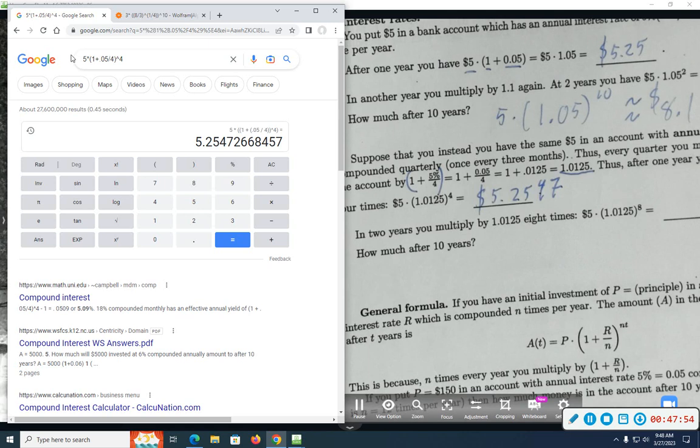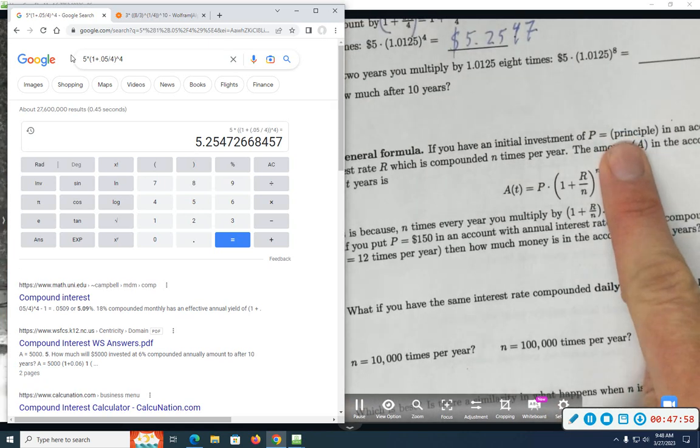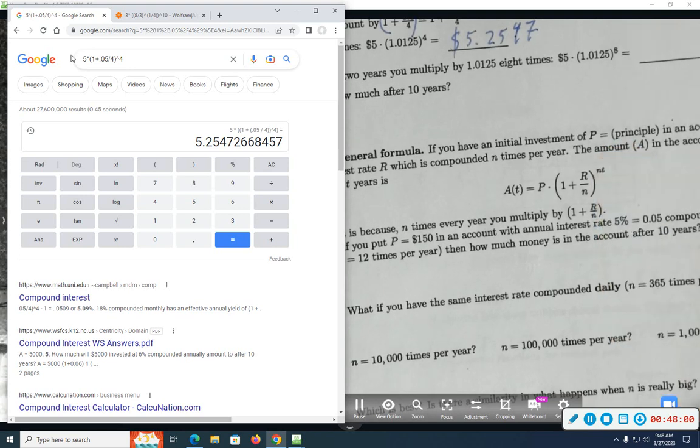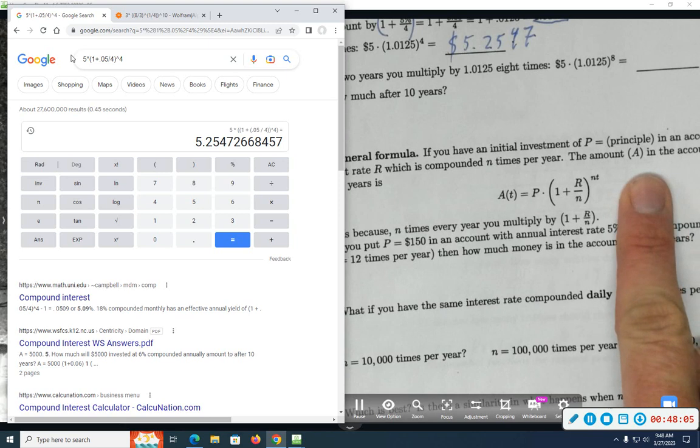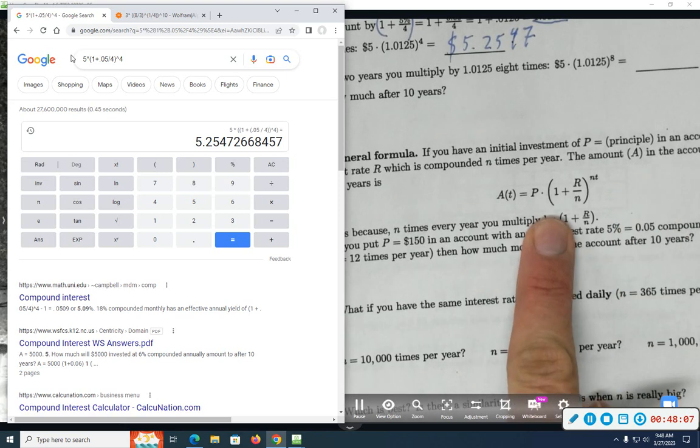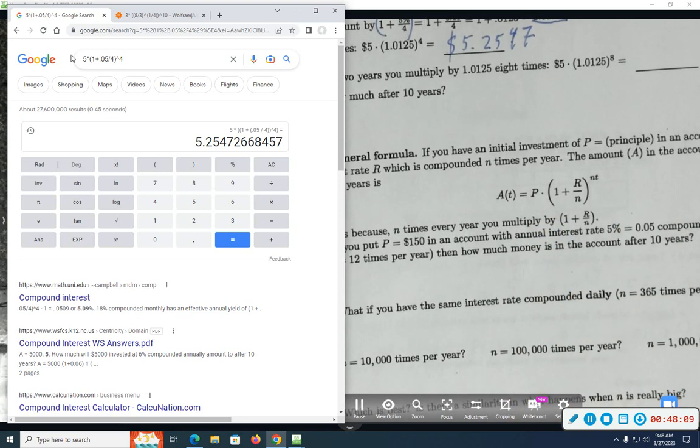Cool. All right. So if you wait 2 years, you'll multiply by it 8 times, and so on. In general, I'm running a little bit low on time. So if you have some initial principal, P, that's the $5 before, in some account with annual interest rate R, compounded n times per year, the amount in the account after T years is given by this model. The principal multiplied by something, that seems reasonable enough. It's something growing exponentially, so it should be multiplied by the principal.